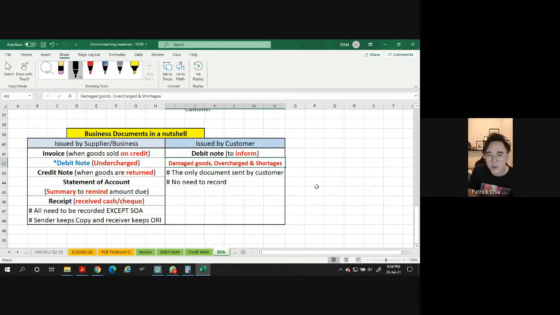Actually, can we not send a debit note? Can we just resend an invoice? Actually, we can, but it's a waste of time, because the invoice has all the details of what the customer bought from us. Now it's just our error, our calculation problem. Why do we need to redo the whole invoice? So what we do is we just send a debit note.